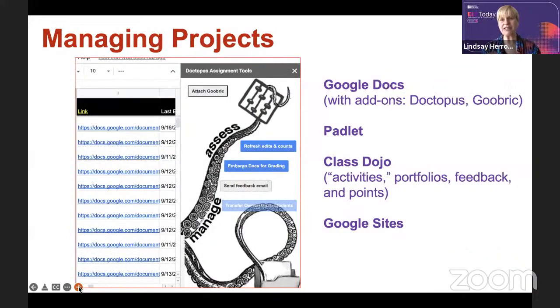For managing projects, I like to assign them using Google Docs. You have to use the Doctopus add-on. I don't have a good LMS at my school, so that's why I choose Google Docs. Padlet is a good way for assigning and managing all of the feedback and comments and questions. Class Dojo is really great for managing your feedback, not so much for interaction among students. And Google Sites is fantastic if you want students to actually publish their work in a digital magazine.